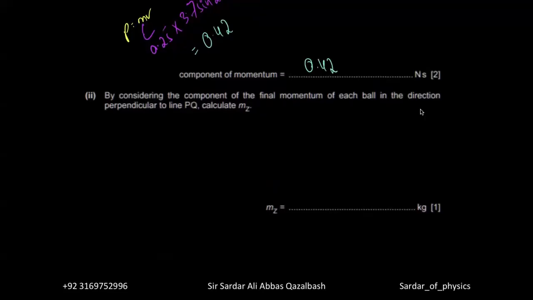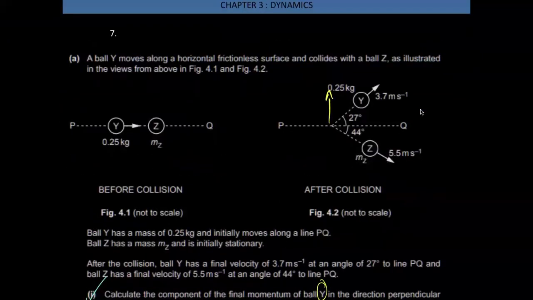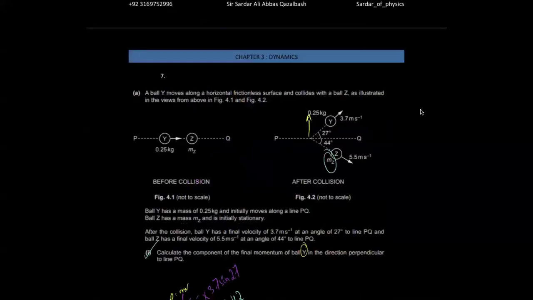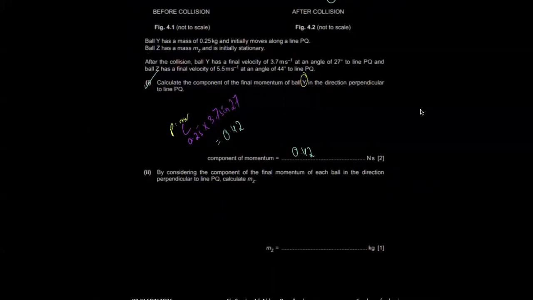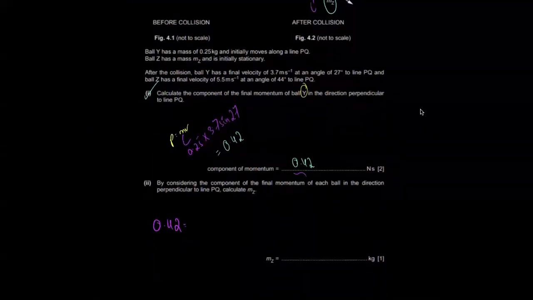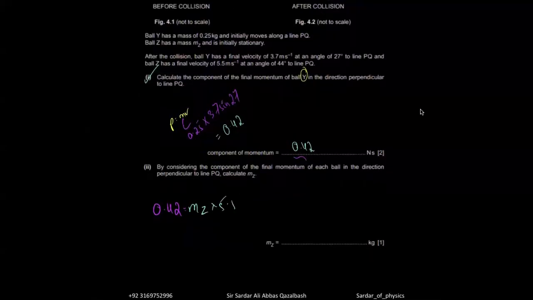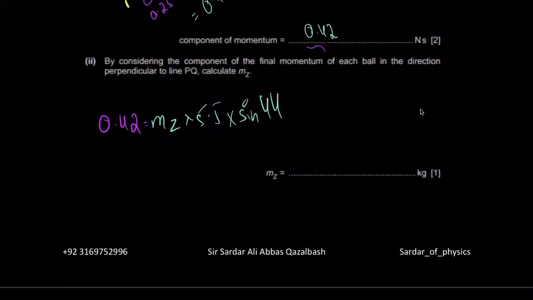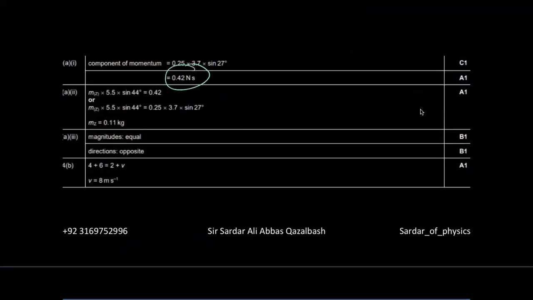By considering the component of the final momentum of each ball in the direction perpendicular to line PQ, calculate mz. Now we need to calculate mz. We can do this in a very easy way. We can just equate these two vertical momenta. So we have 0.42 over here, and this should be equal to this vertical momentum. Why? Because these two need to cancel each other out. We had no initial vertical momentum, so there should be no final vertical momentum as well. So that's going to be mz into 5.5 into sine 44. Can someone tell me the answer for mz? For a 1 mark question like this, we don't need to think too hard. Okay, 0.11.